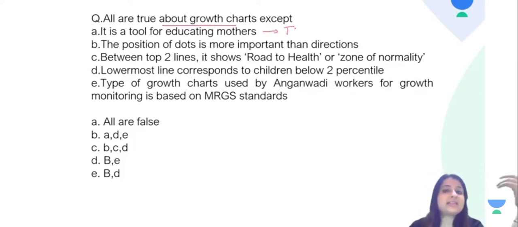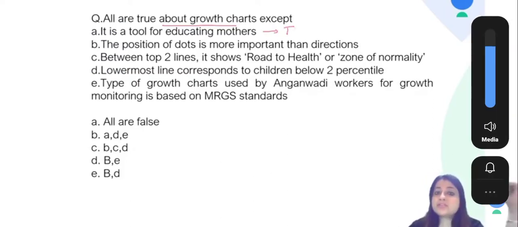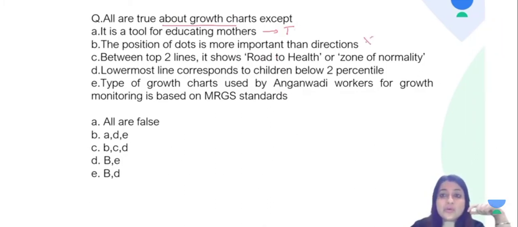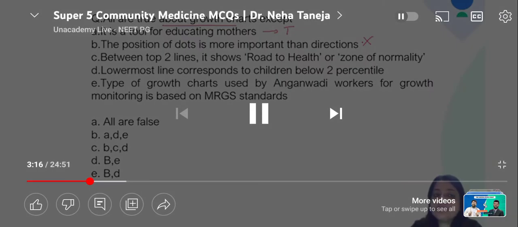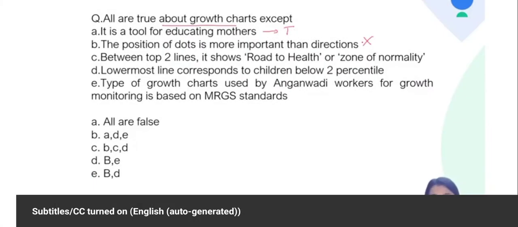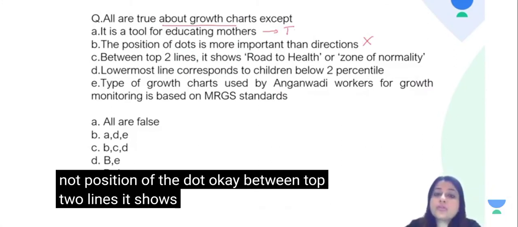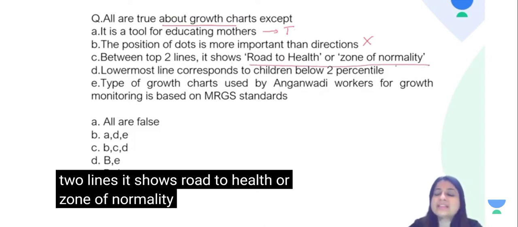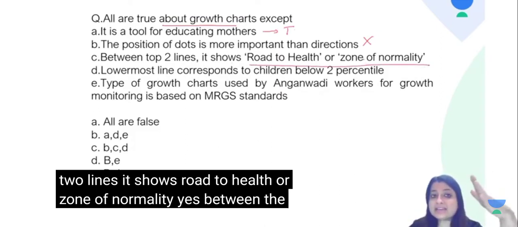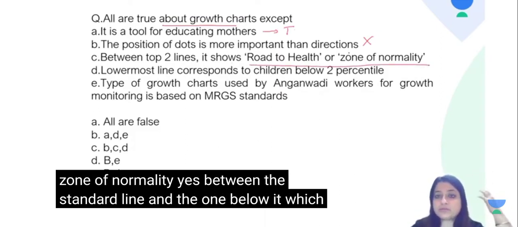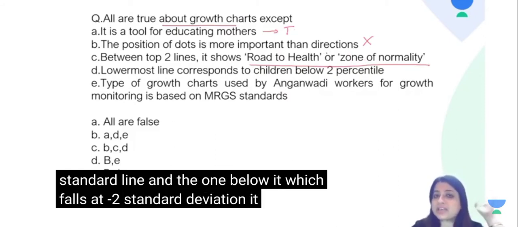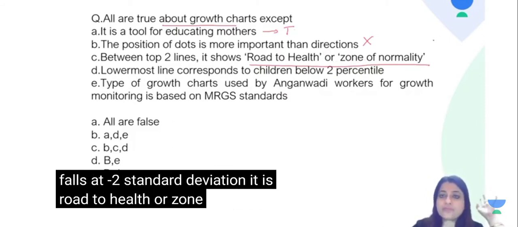For the health workers and the mothers. Okay. Position of dots is more important than the directions. No, direction of the dots. Abhi, when we discuss growth chart in a little detail, you will realize that it's not position of the dot. Between top two lines, it shows road to health or zone of normality. Yes. Between the standard line and the one below it, which falls at -2 standard deviation, it is road to health or zone of normality.